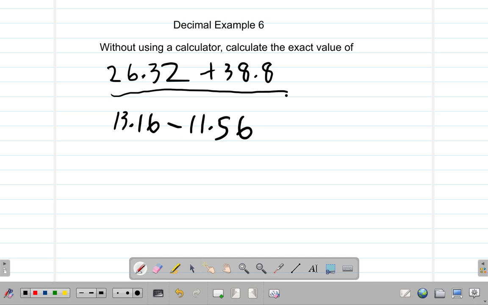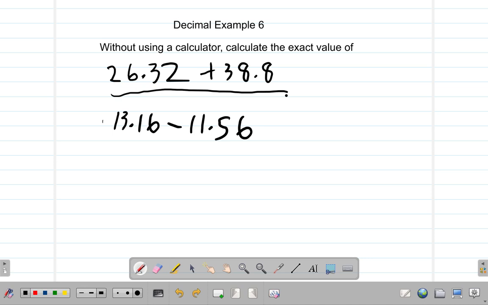Without using a calculator, calculate the exact value of. So what you have here is 26.32 plus 38.8, all divided by 13.16 minus 11.56. We look at what the numerator part is about up here. Let's do it up there first.